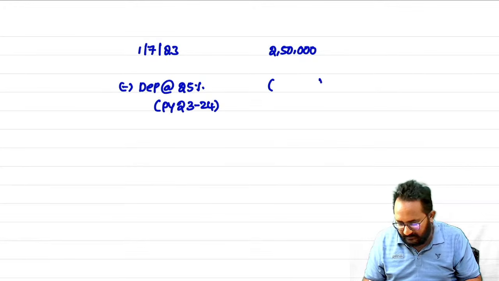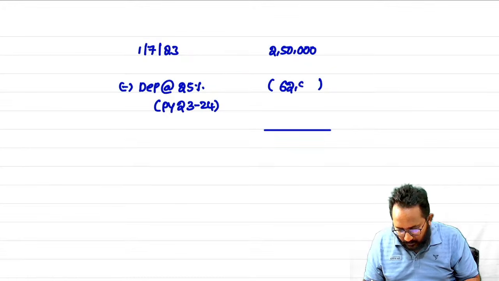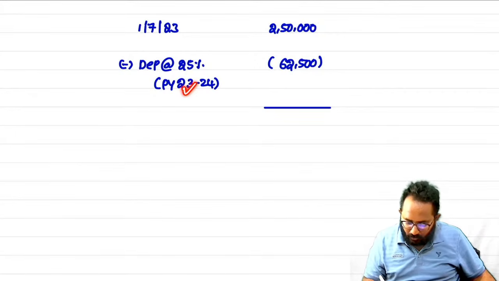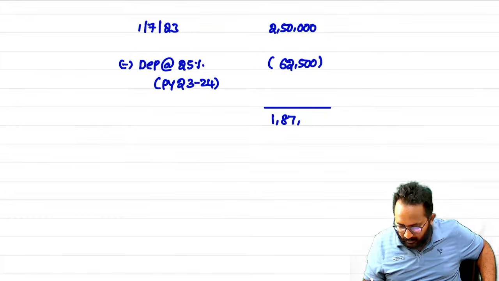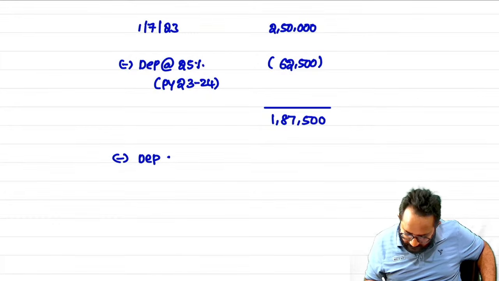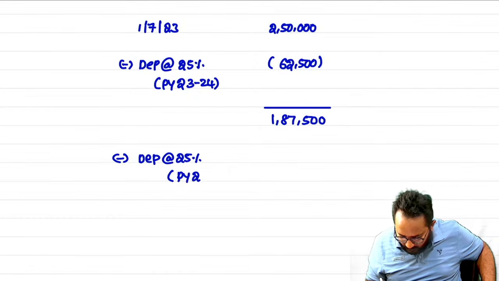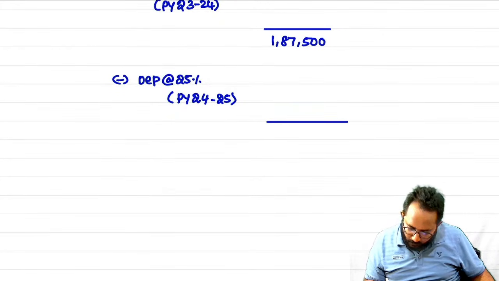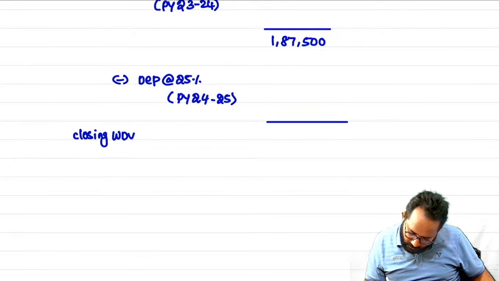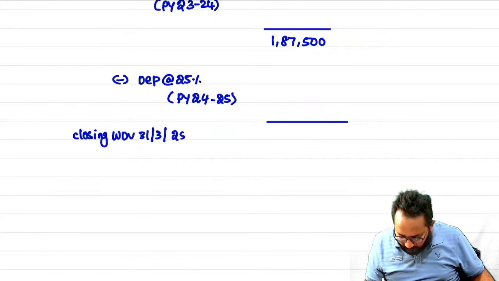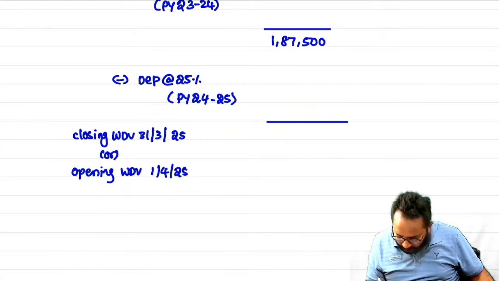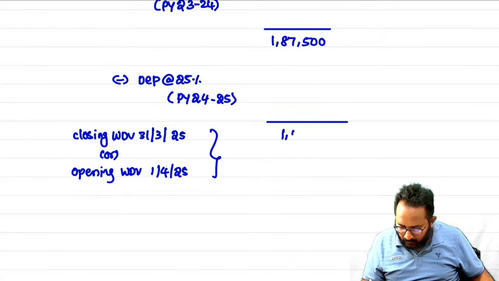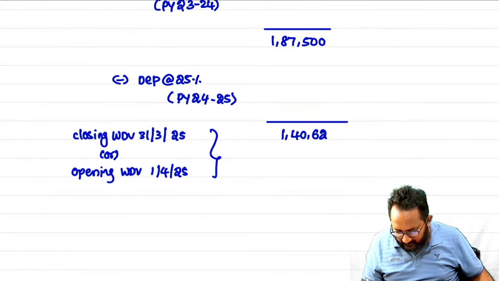Depreciation is 62,500. Closing WDV for 2023-24, which is the opening WDV for 2024-25, is 1,87,500. Again we reduce depreciation at 25% for the previous year 2024-25. The closing WDV on 31st March 2025 is the opening WDV on 1/4/2025, which is 1,40,625. Depreciation is 46,875.